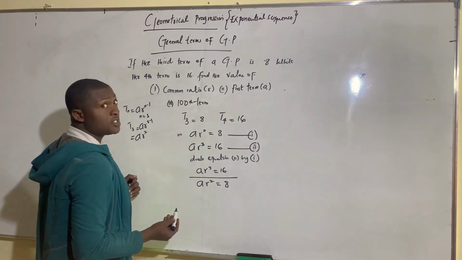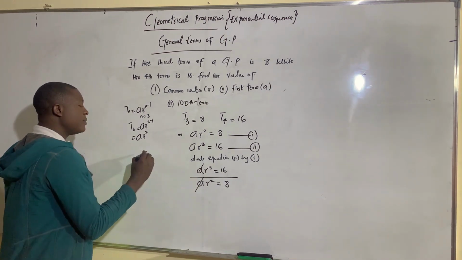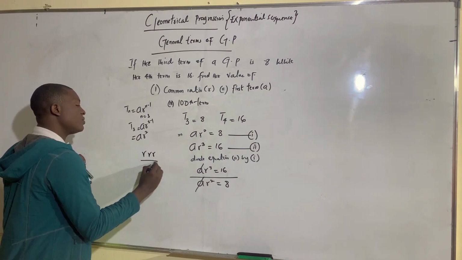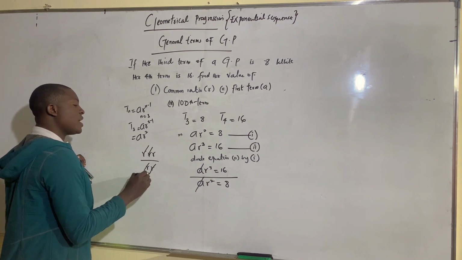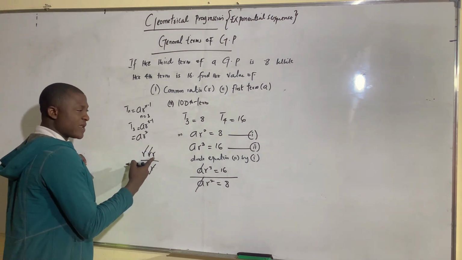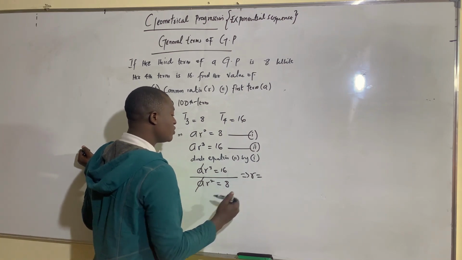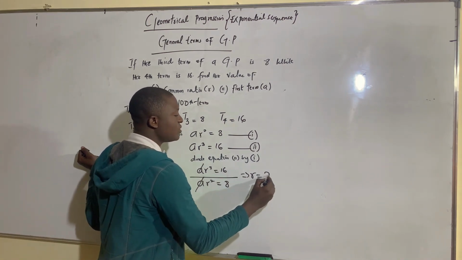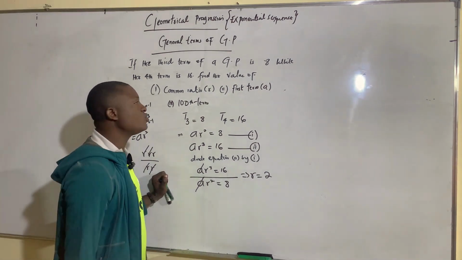Now, using division, A cancels A. R cube over R square means R. If R cancels R, how many R do we have left? Yes, we have 1 R. That means R equals 16 over 8. Of course, we are going to have 2. You can see our common ratio is 2.